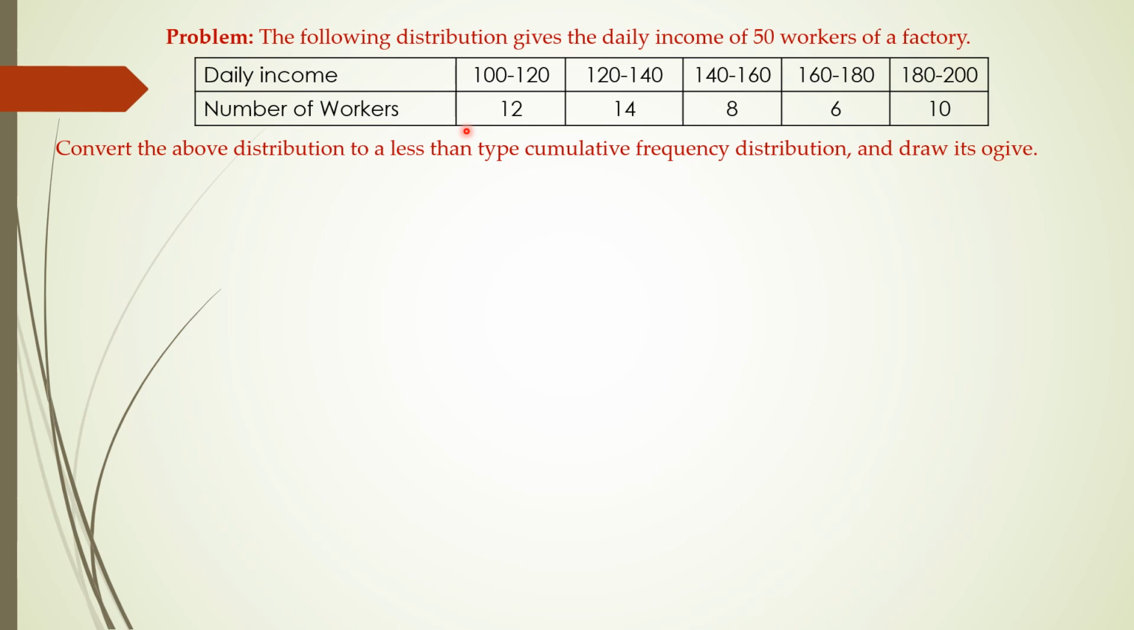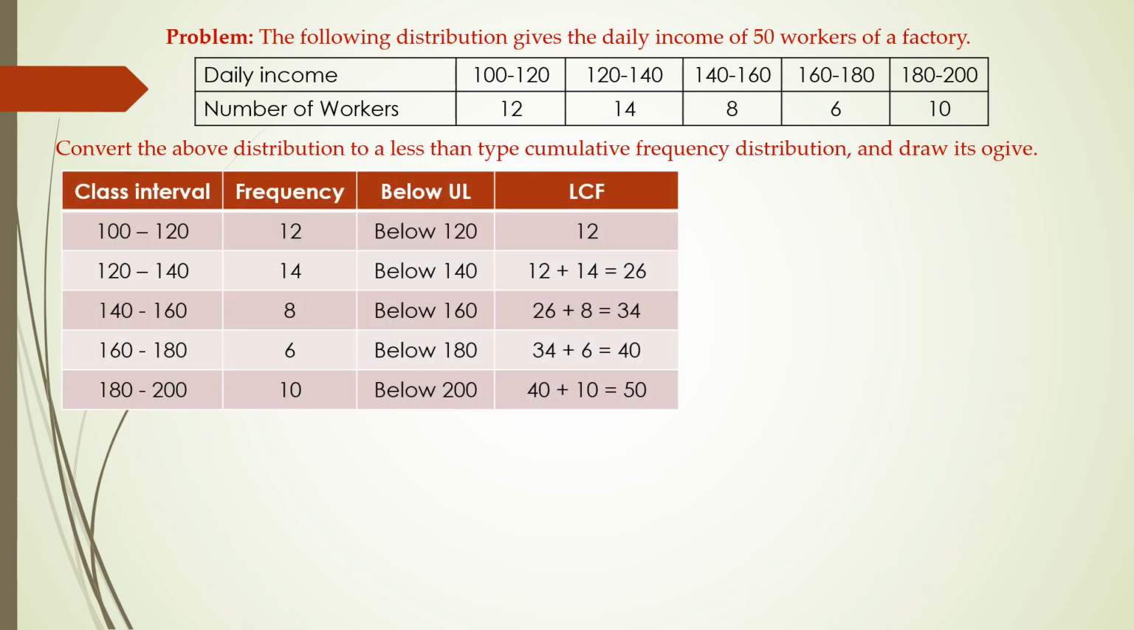Now we will construct less than type cumulative frequency distribution for this data. This is the less than type cumulative frequency distribution for the given data, which includes 4 columns. Among those, the first column will take class intervals, the second column will take respective frequencies, the third column below upper limits, and the fourth column less than cumulative frequency. As the class intervals are continuous, as we already concluded, copy the class intervals as they are in the first column.